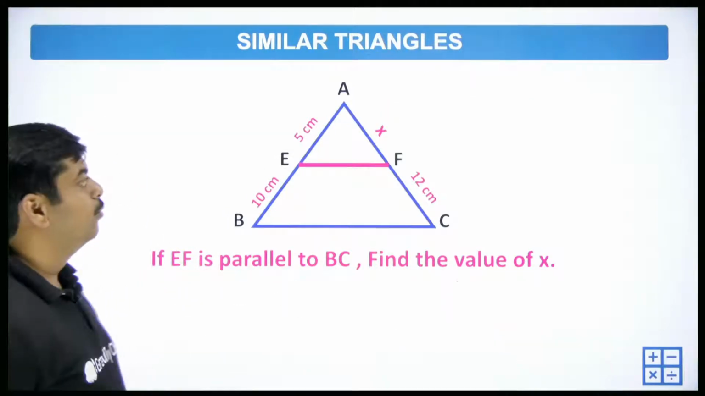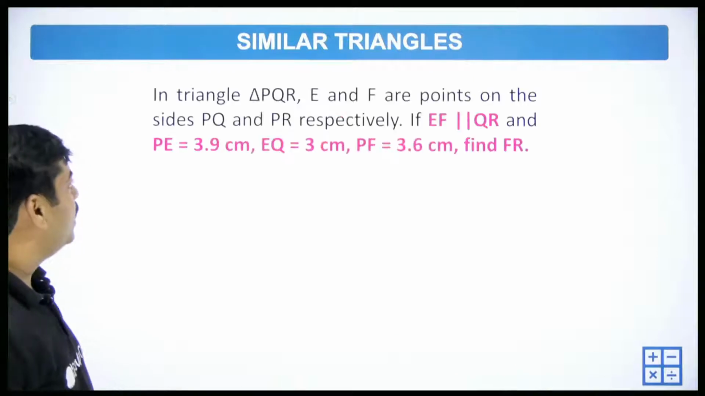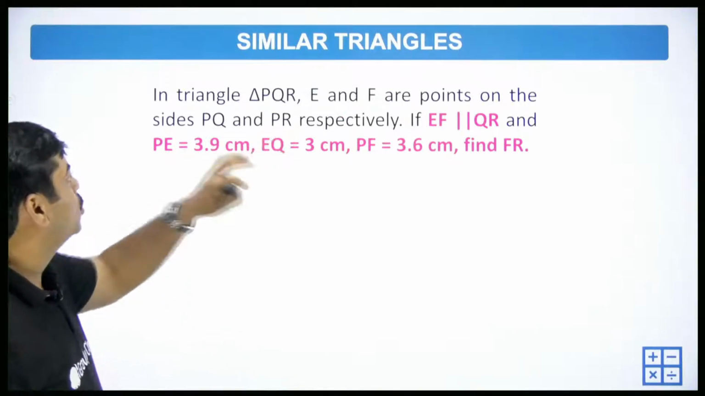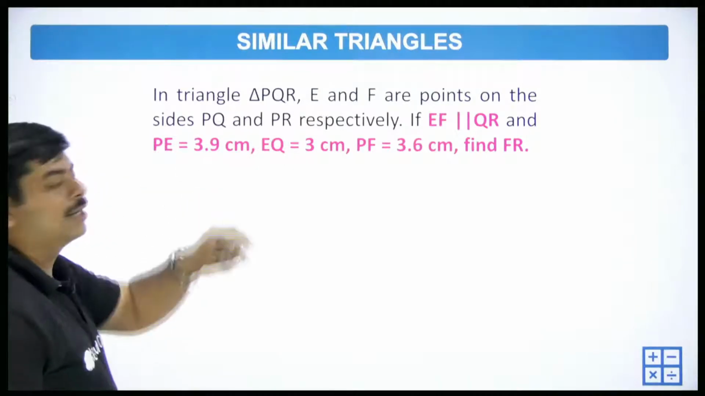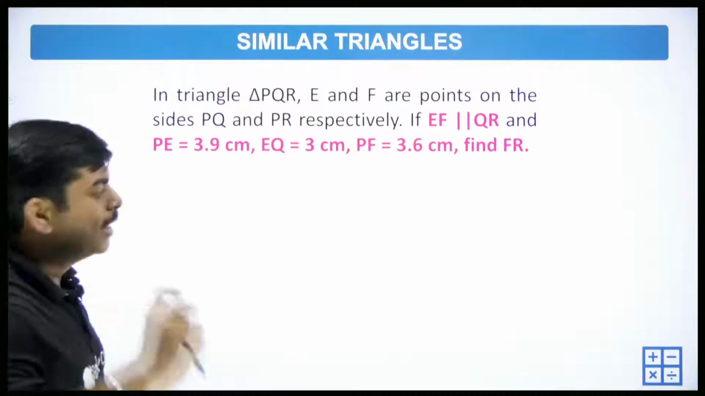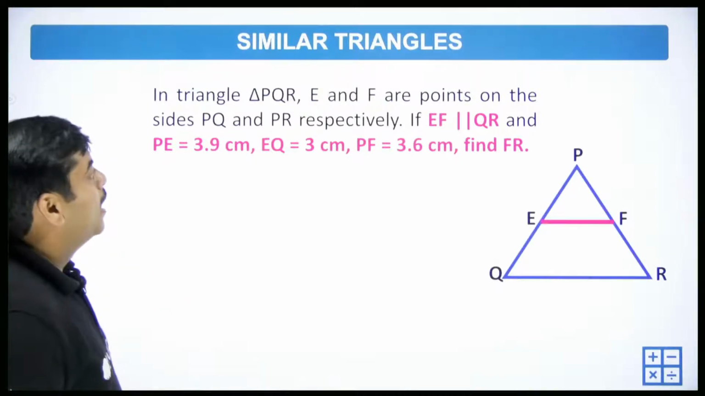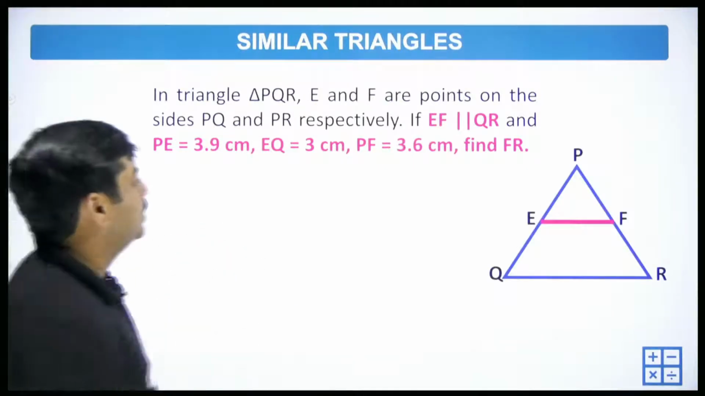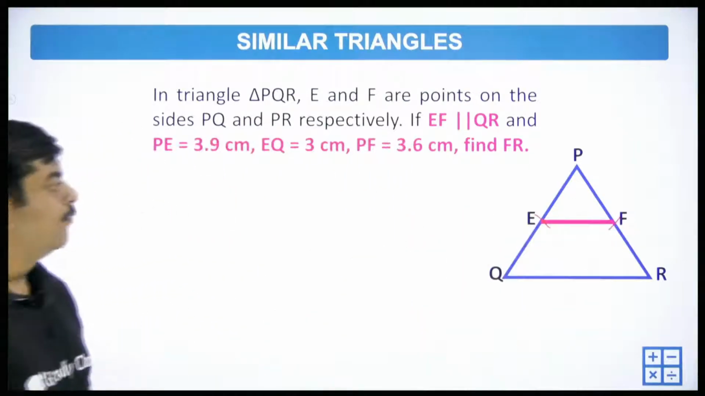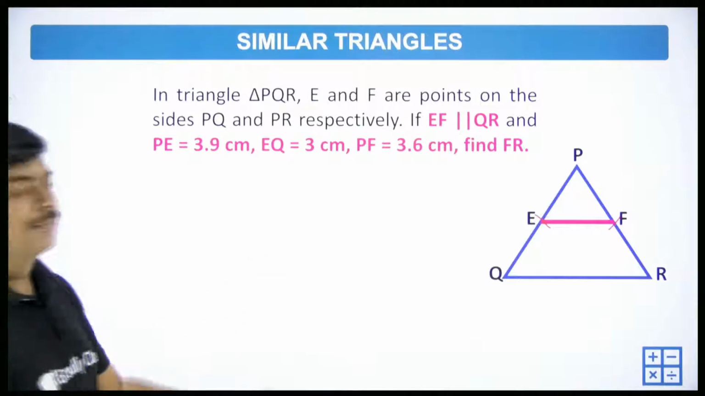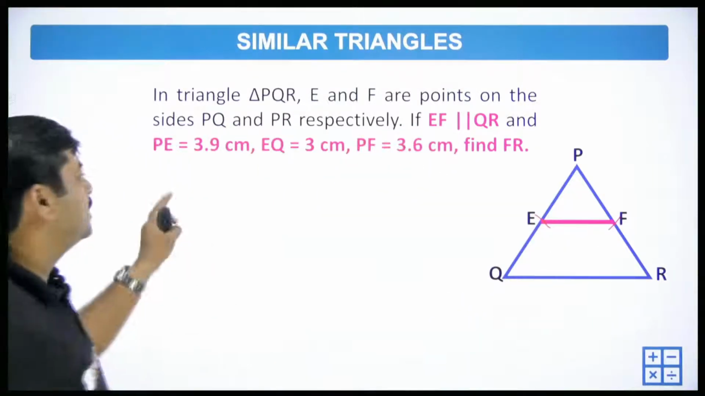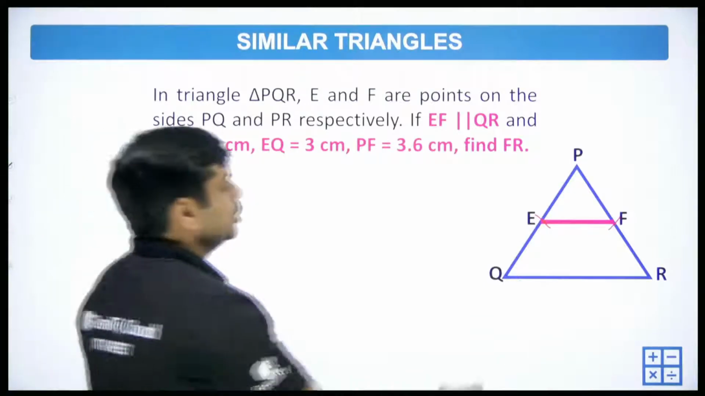Next one, let's move ahead with the next application. In a triangle PQR, E and F are points on the sides PQ and PR respectively. Let's draw the triangle PQR. If EF is parallel to QR, and PE is equal to 3.9 centimeters. Okay. So these two are parallel.